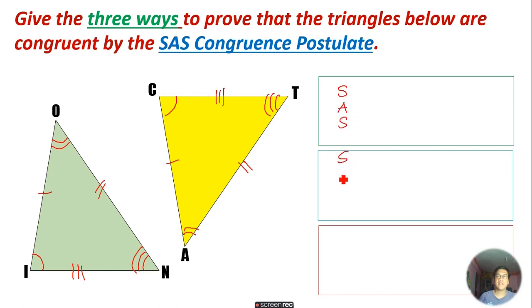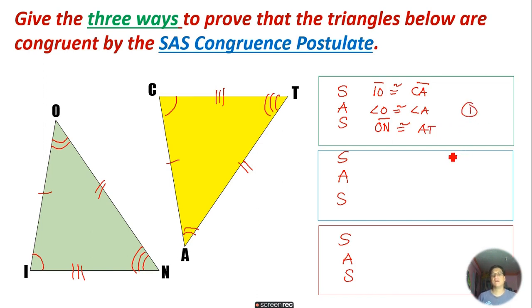So there are 3 possible combinations by SAS. Let's begin with the first. If I get IO that is congruent to CA, I'm going to get, for example, angle O congruent to angle A, and then it should be included. So I'm going to get side ON congruent to side AT. Alright, so that is our first way.